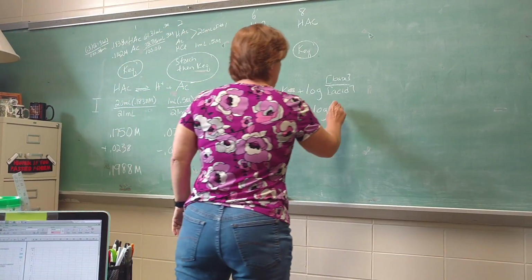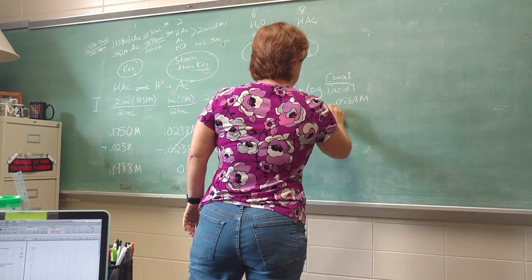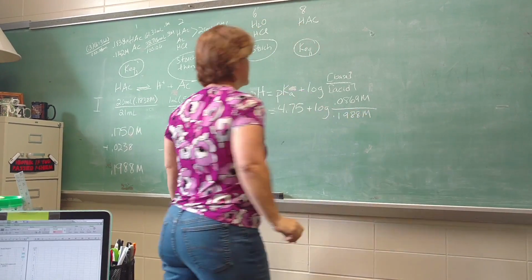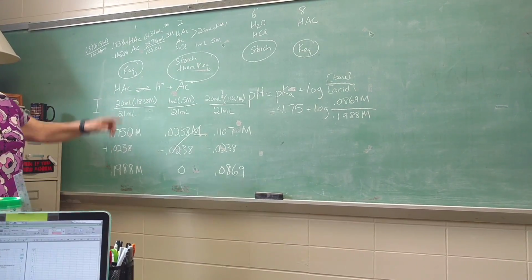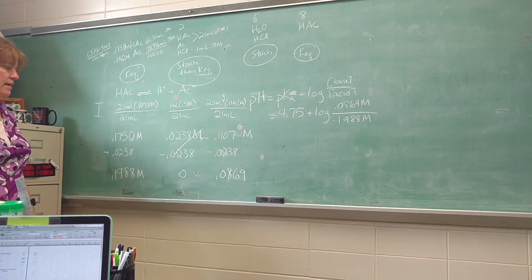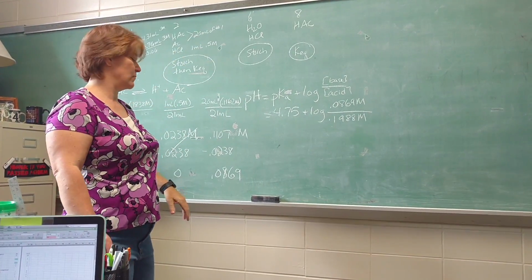So this is 0.0869, 0.1988 molarity. Okay, so that would be how I calculate that one. This is just stoichiometry. I just need to know how many H plus ions I have. All the HCl is going to dissociate. This is an easy one.